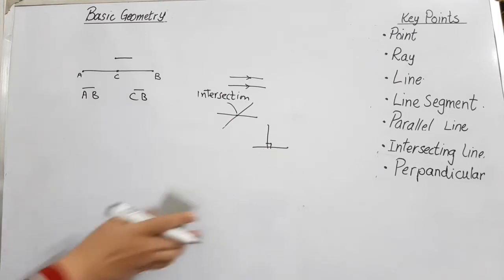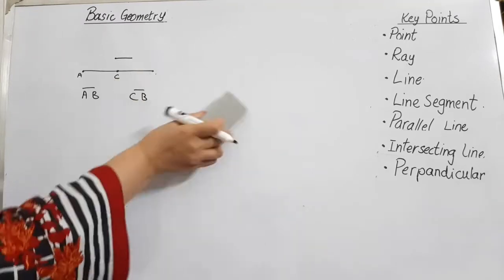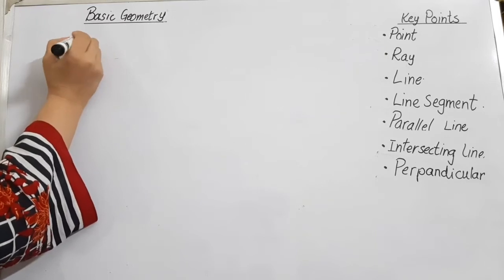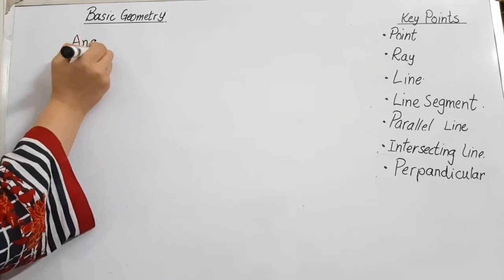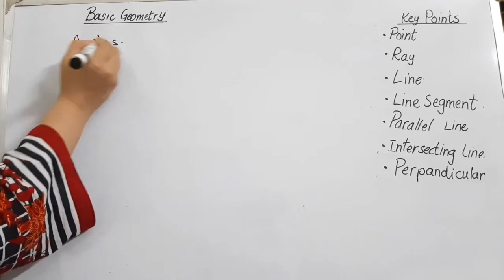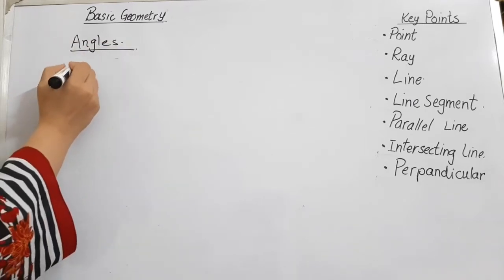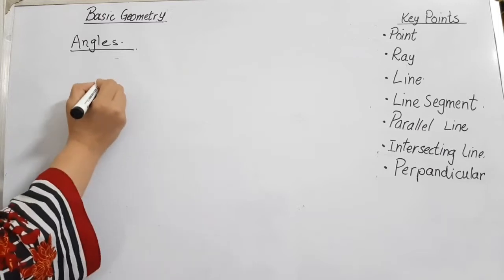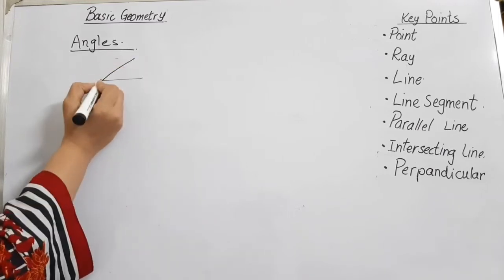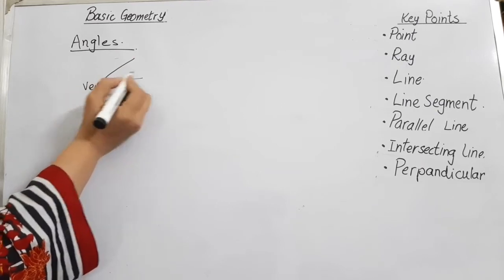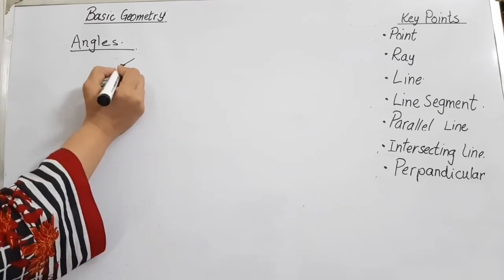So here our topic is basic angles. What are angles? In basic geometry, we talk about angles. When two lines join at a point, this point is called the vertex.